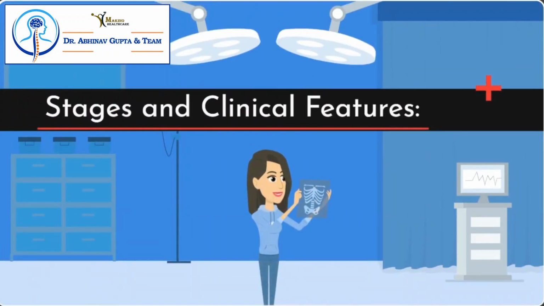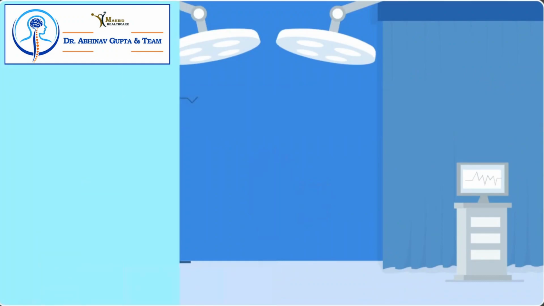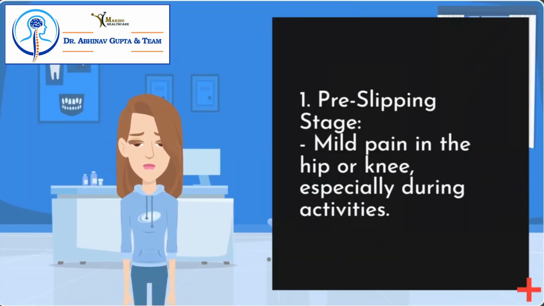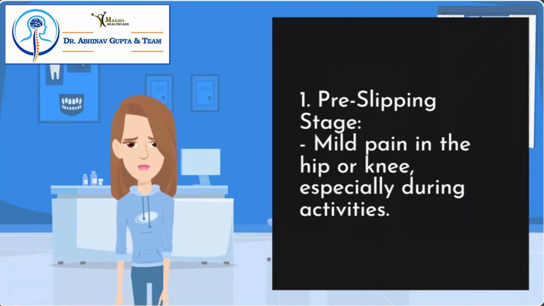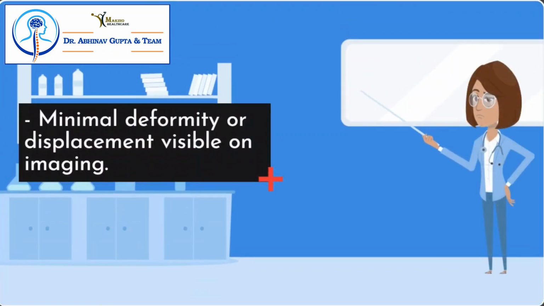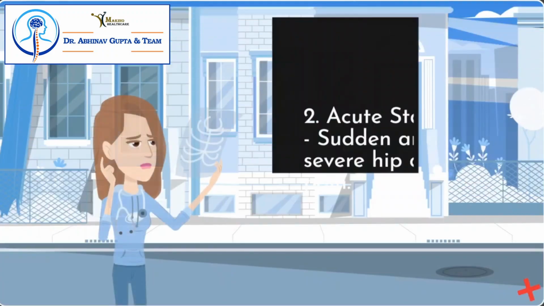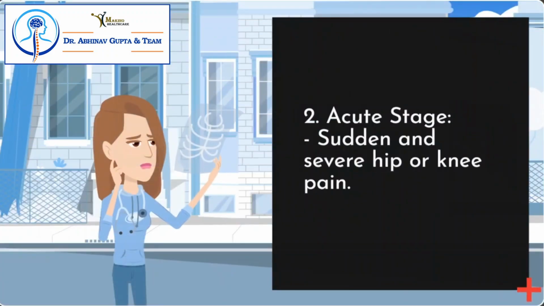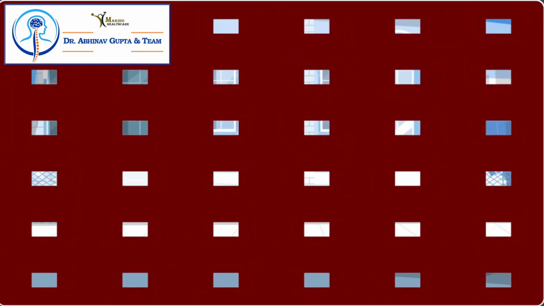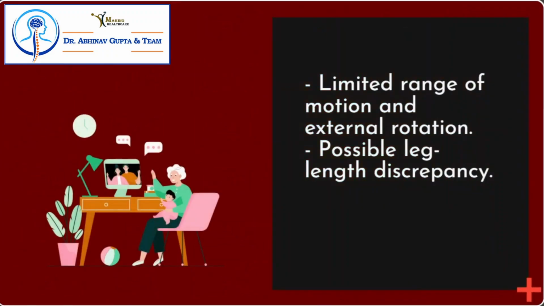Stages and clinical features. 1. Pre-slipping stage. Mild pain in the hip or knee, especially during activities. Minimal deformity or displacement visible on imaging. 2. Acute stage. Sudden and severe hip or knee pain. Limited range of motion and external rotation. Possible leg length discrepancy.